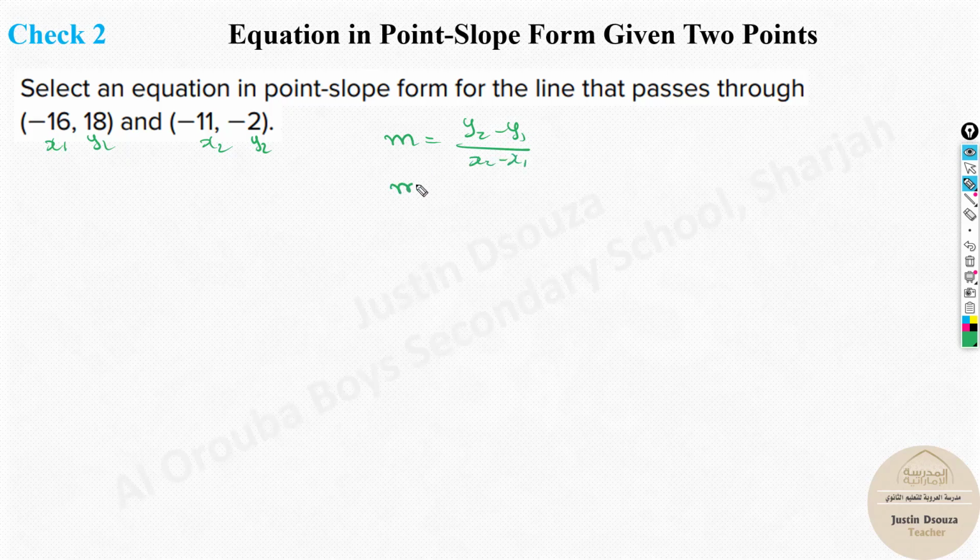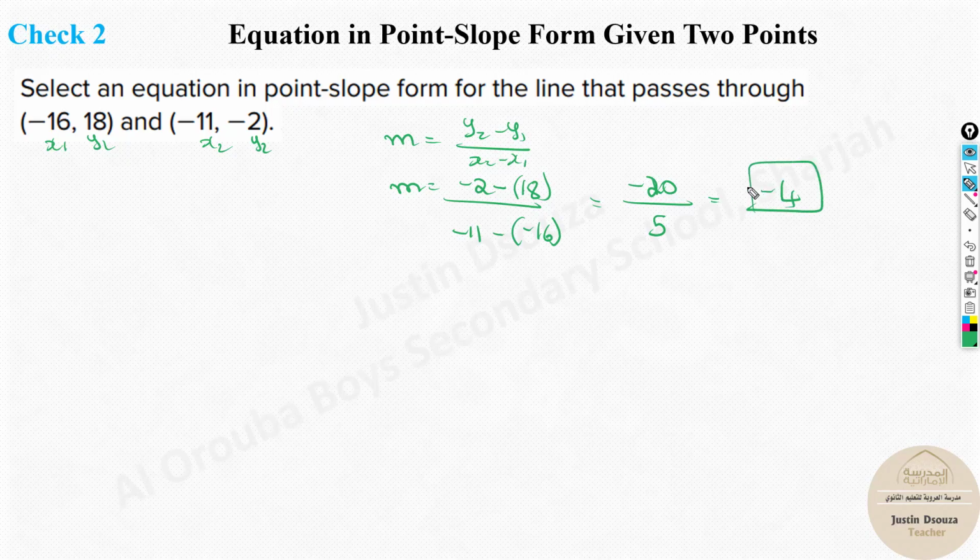And then all you do is substitute. Substitute y2 is minus 2 minus, what is y1? 18. You do not need to put a bracket. I just put it anyway. It's not wrong. Minus 11 minus of minus 16. It's better to put a bracket when there is a negative sign. Simplify this. It will become negative 20, divided by negative 11 over here. It will be a positive 16 minus 11 will be 5. Positive 5. That is equal to negative 4. This is the slope. Now slope is done.